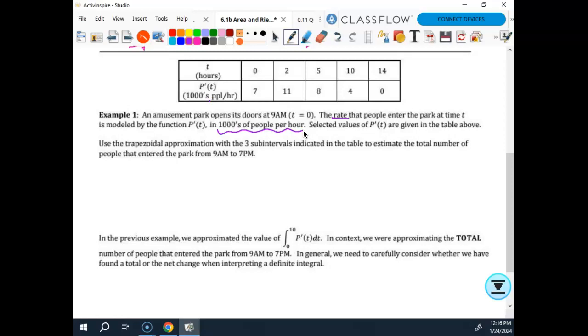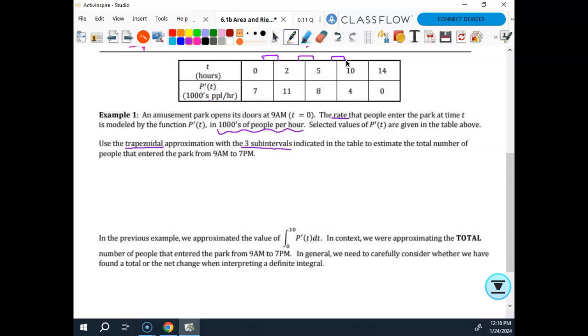So it says use trapezoidal approximations. We don't have to draw a picture, okay, because we can do it from the chart. And it says with 3 subintervals indicated in the table to estimate the total number of people. So if I start trying to break up my intervals here, this is 1, 2, 3. Well, I actually have 4 of them, right? So maybe I don't start at 0. But it does say t equals 0. We go from 9 a.m. Well, 9 a.m. to 7 p.m. is how many hours?